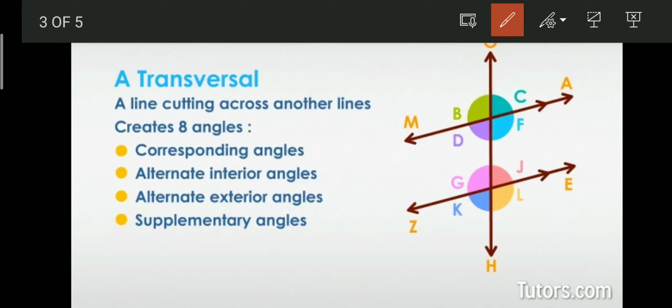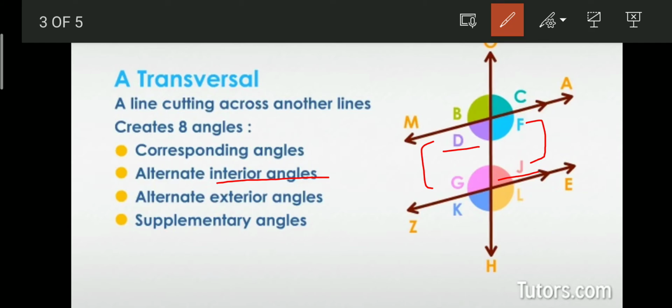If we talk about alternate interior angles, first of all interior angles are mentioned, so we have to talk about only interior angles. That means these four angles, and alternate interior angles are D and J, on opposite sides. If we take one angle on the left side of the transversal, then we have to take the next angle on the right side of the transversal line.